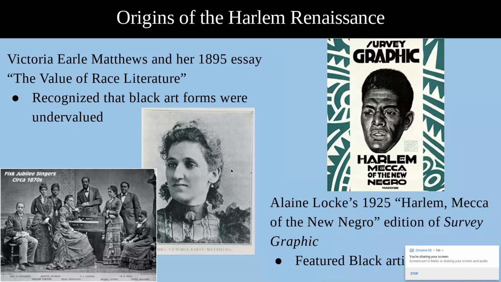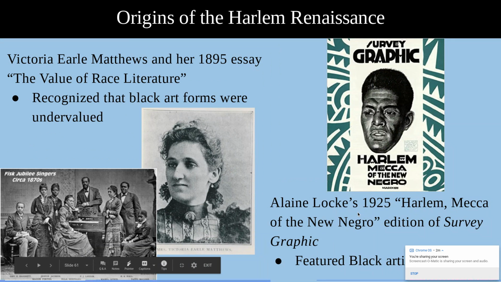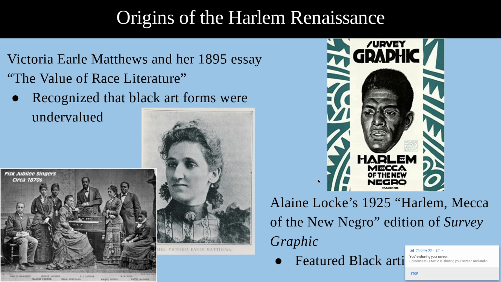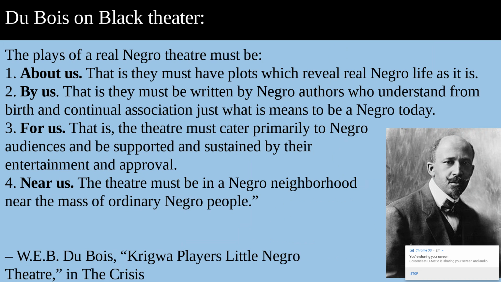In terms of the origins of the Harlem Renaissance, there are two figures I wanted to highlight. Victoria Earle Matthews, a Black woman who in 1895 wrote a piece called The Value of Race Literature, demonstrating that Black art forms were undervalued, and she wanted to value Black art forms such as the spiritual and bring those to the forefront. This serves as a forerunner of later, 30 years from that point, people like Alain Locke over here and others who want to do the same thing. And so it's important, I think, to recognize the role that Victoria Matthews played, bringing attention to that in the 1890s.